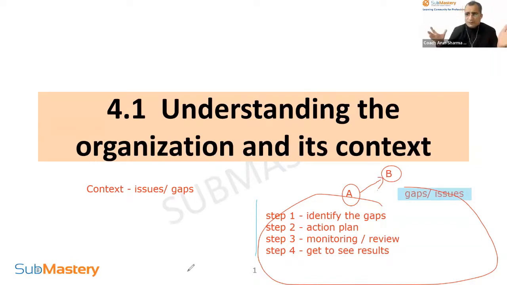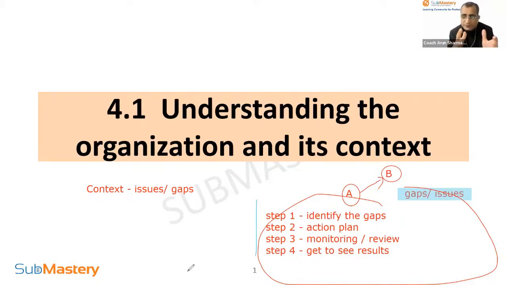If not, there are possibilities that you will work on those issues, because these issues, as you identify, will be seen by consultants, trainers, lead auditors, and management. Then there is an expectation that you will have some action plan, there will be some monitoring, and that's how you will get the result.